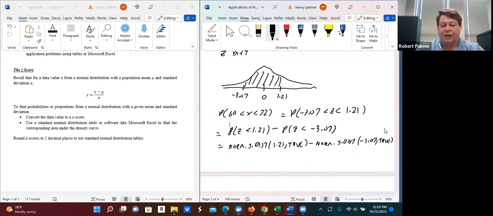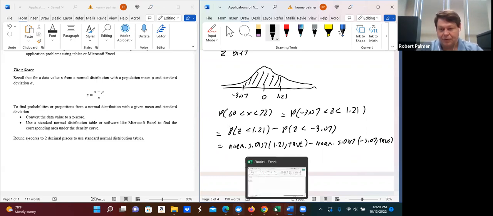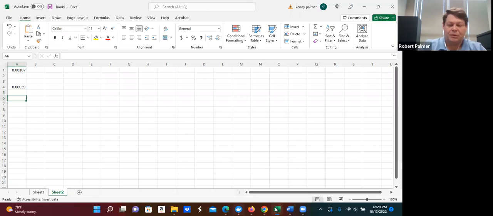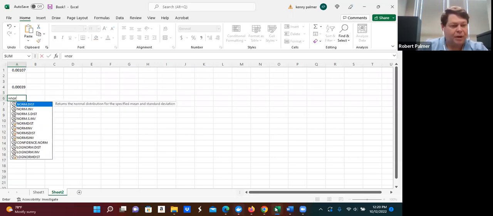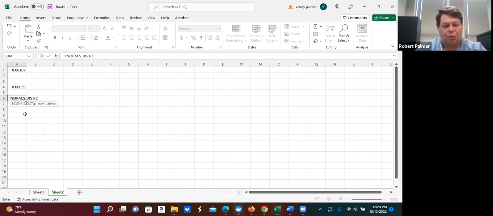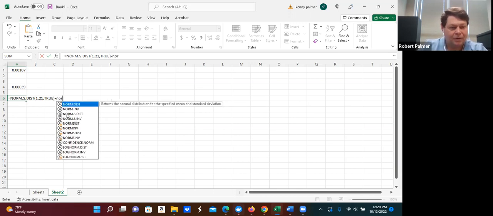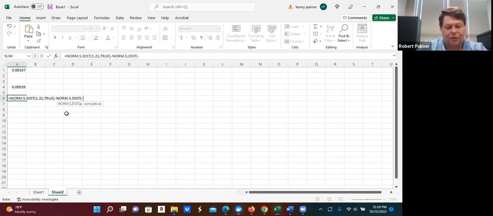All right, let's do that in Excel. Okay, let's put a little space, so equals NORM.S.DIST of 1.21, true, minus, then once again type in NORM.S.DIST of negative 3.07, once again the word true. Okay, double check, make sure that's right, and hit enter.